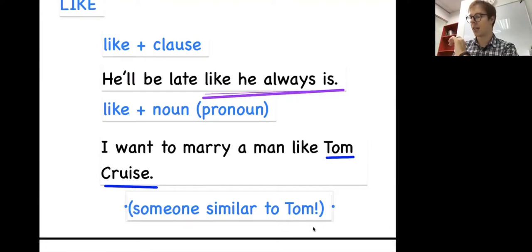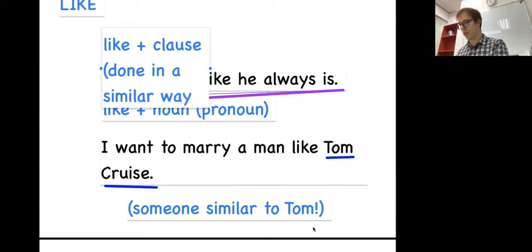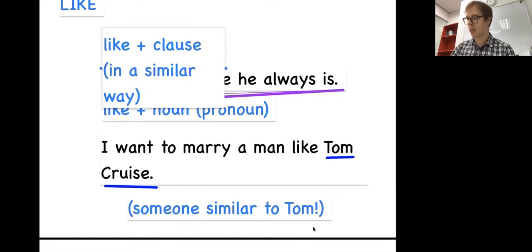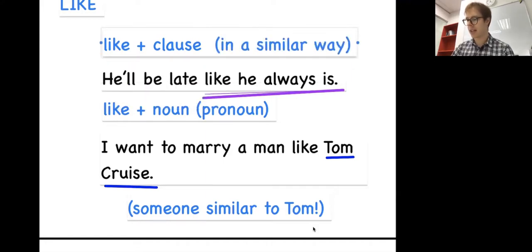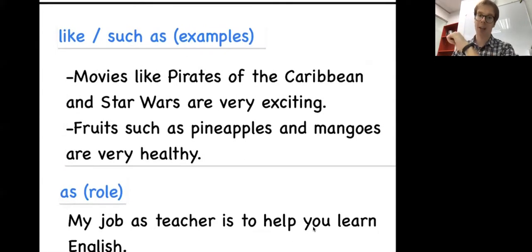Maybe I'll add that for you just to make sure. You can put in your notes, this one is done in a similar way, the action or the person, their state or their activity, like this, like he always is, right? So good. Next part. Sometimes we use like when we're giving examples.